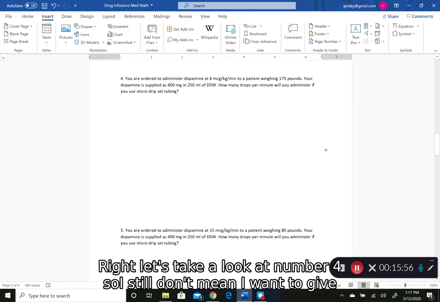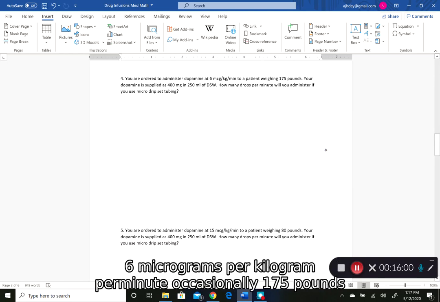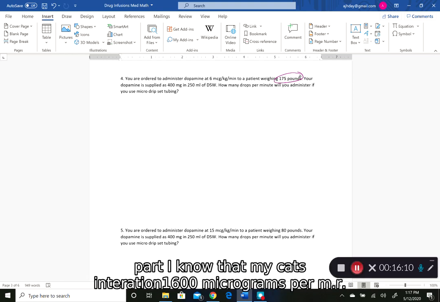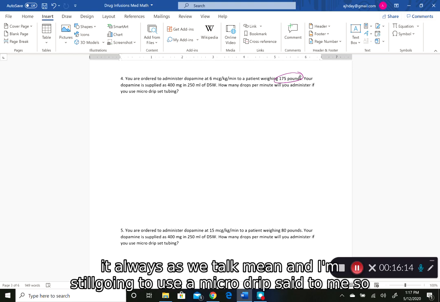All right, let's take a look at number 4. So still dopamine. I want to give 6 micrograms per kilogram per minute. My patient weighs 175 pounds. My dopamine is supplied in 400 milligrams in 250 ml. I don't really need that part. I know that my concentration is 1600 micrograms per ml. It always is with dopamine, and I'm still going to use a micro drip set tubing.